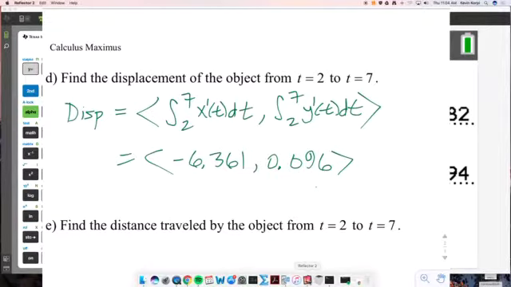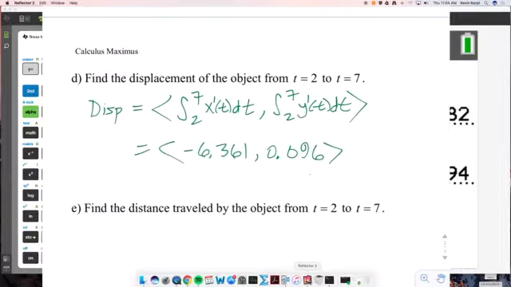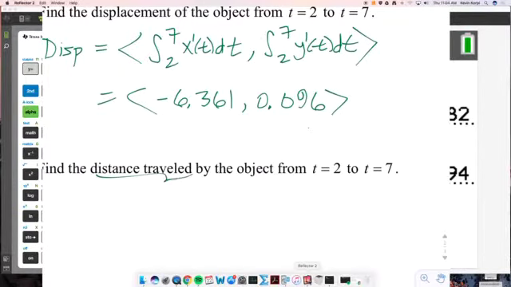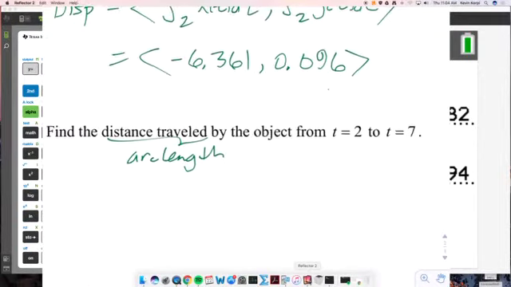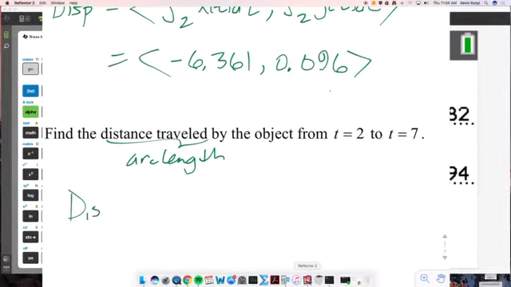Okay, part E. Find the distance traveled from 2 to 7. Distance traveled, is that another vector or is that a single quantity? That, in parametrics, is a single quantity, and it's also known as the what? Arc length. Yeah. So here we go. I'll call it distance here, D-I-S-T, as opposed to displacement. It's the integral then from 2 to 7. And again, all we have to do is show our setup.